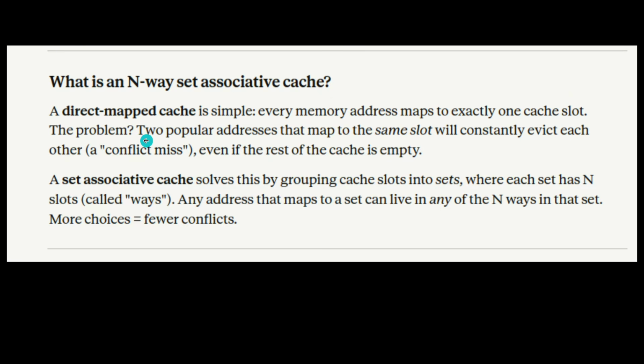So the problem is that when two popular addresses map to the same slot, popular meaning these addresses can be recently used, conflict misses can happen. This is a problem in direct mapped cache.